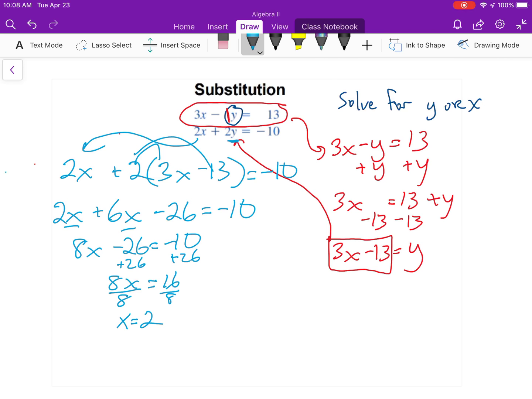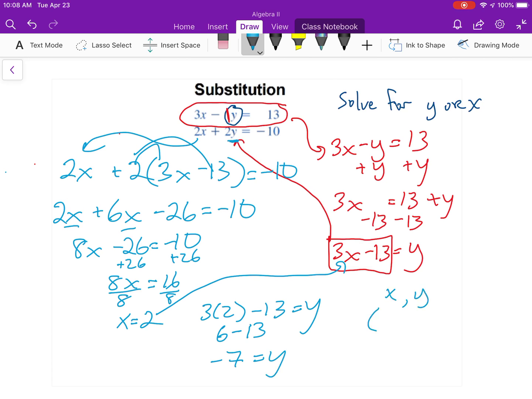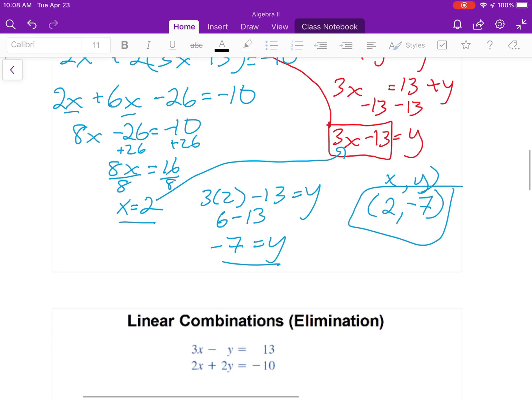So now to find the value of y, I'll put 2 back into one of my equations for x. I like that one because it's solved for y, so 6 minus 13, negative 7. So as an ordered pair, remember ordered pairs go x comma y, I get 2 comma negative 7. So x was 2, y is equal to negative 7. To solve this means we've got both of those numbers. If I were to solve this by graphing like we did the other day, they would cross at the point 2, negative 7 on the x and y axis. Okay, so that is solving by substitution.